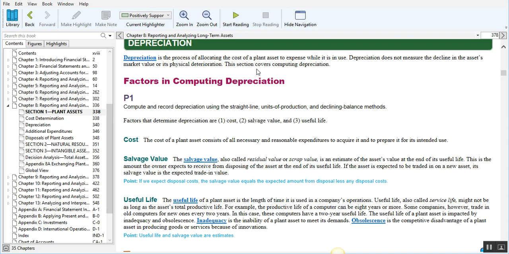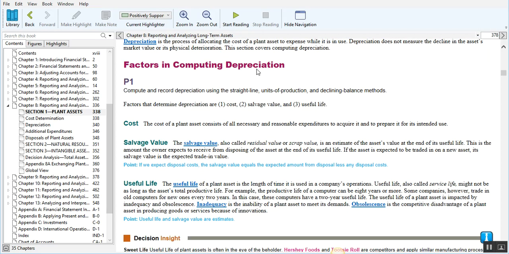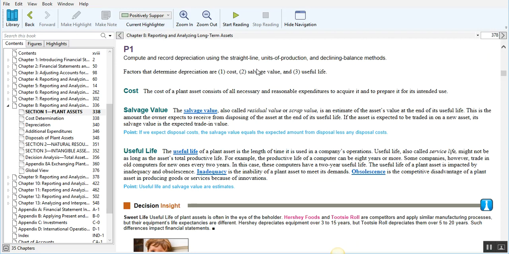So the cost is going to be the cost of getting the asset to your facility and installed and ready to use. The salvage value is what you can get out of it if you scrapped it out at a scrap yard. This is not a value for the way it functions. This is a value for what's contained in it. So if you took a machine out to the scrap yard and they gave you so much for the scrap metal in it, that's a salvage value.